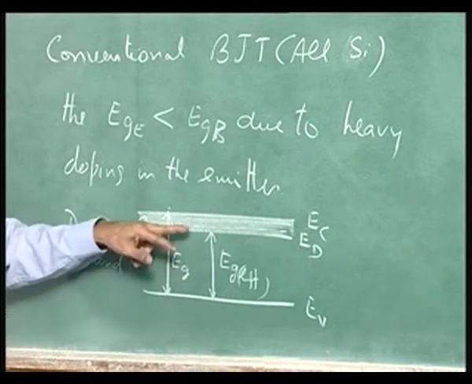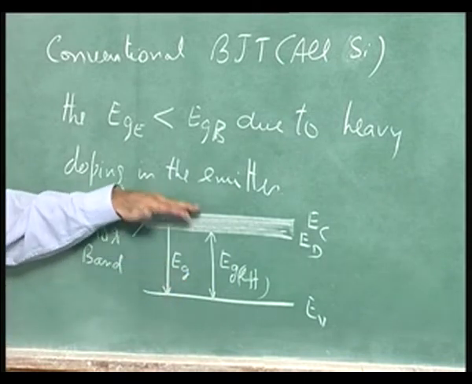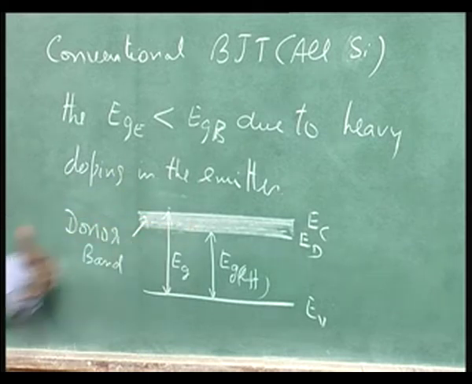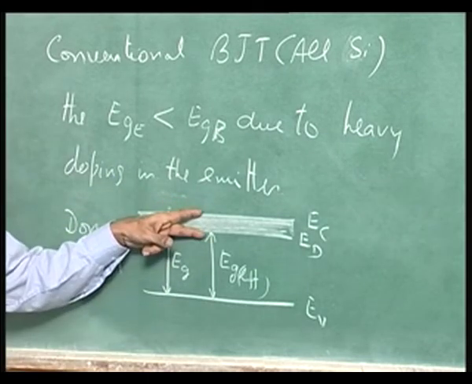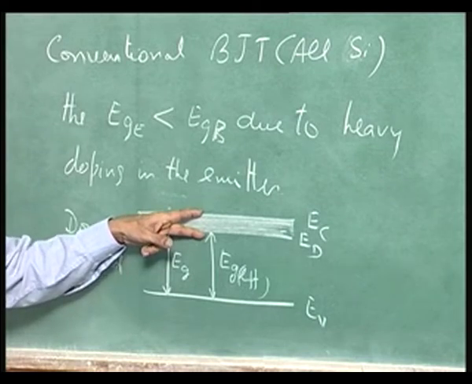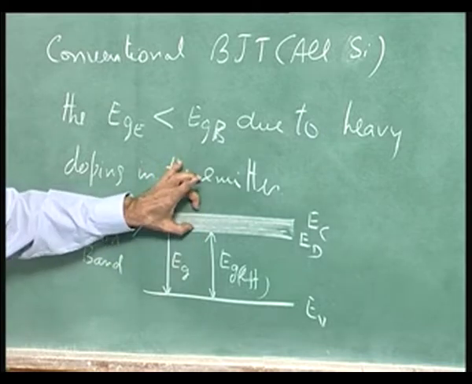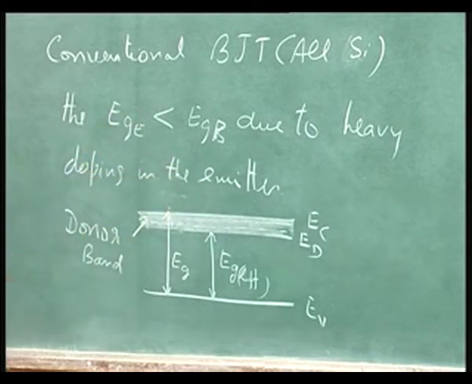Because once the electrons are raised up to this point, there is a continuous distribution of energy levels. It is as if the conduction band edge has come here. So, this is actually delta Eg in the case of silicon homojunction, conventional BJT. Delta Eg is like this.